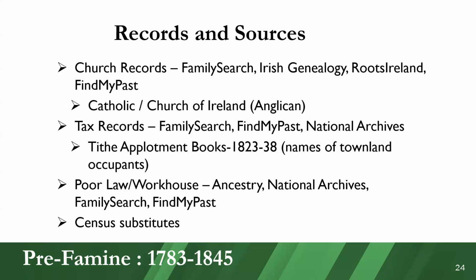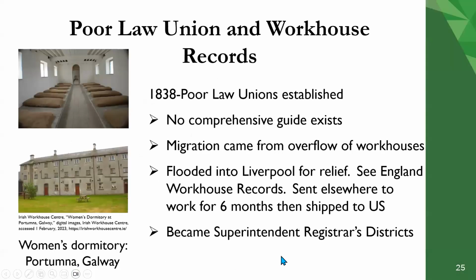You can check poor law, union, or workhouse records. Maybe your ancestor was in the workhouse for a while. You can check those on Ancestry, the National Archives, Family Search, and Find My Past, as well as census substitutes, which we will talk about. But let's mention the workhouse records first. Even though there's no comprehensive guide that'll tell you, okay, this is the workhouse, this is where the records are, a lot of them are online. You will find out that during this time period, shortly before and during the Great Famine, these workhouses quickly filled up.